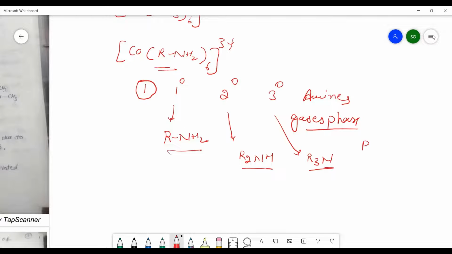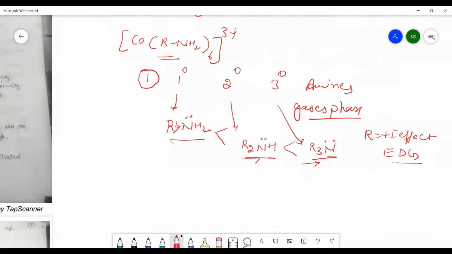Now, the R group always shows the plus I effect, meaning it is considered an electron donating group, and electron donating groups always increase the electron density around the nitrogen atom. So there is 1 plus I effect, 2 plus I effects, and 3 plus I effects. It is very obvious that tertiary amines are more basic in nature as compared to secondary and primary amines. As the number of electron donating groups increases, the basic nature increases.